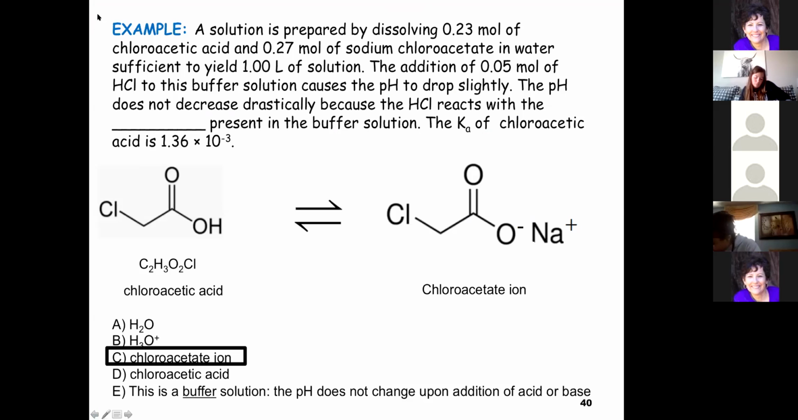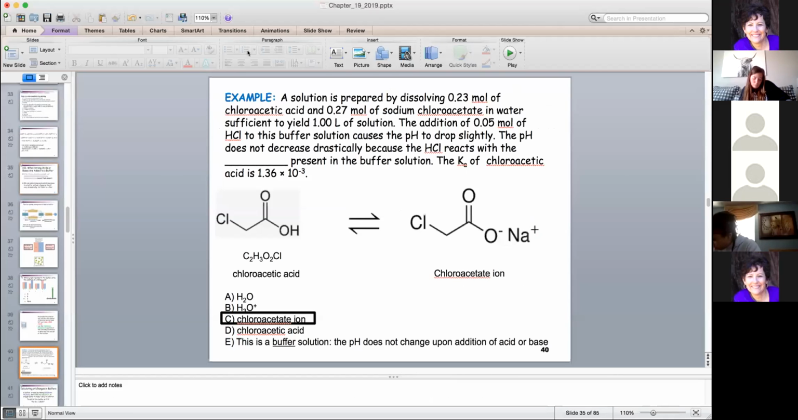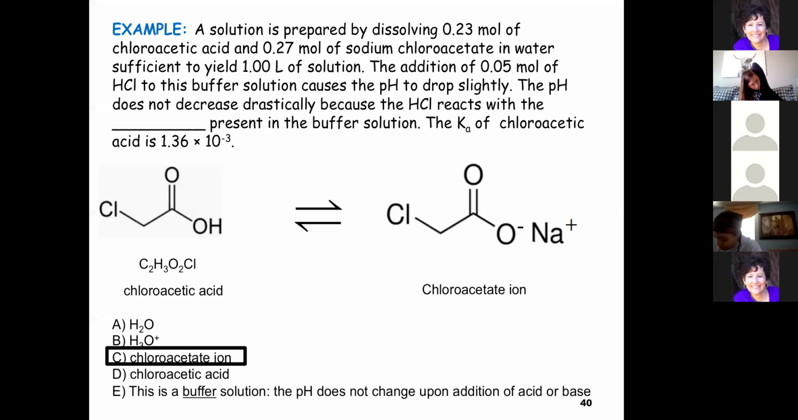So what's my question? Okay, so the question is, which species is going to react with my HCl? So why is the answer chloroacetate? Because that's the base. It's more specifically what kind of base? What word do we put in front of it? Yeah, the conjugate base, right.